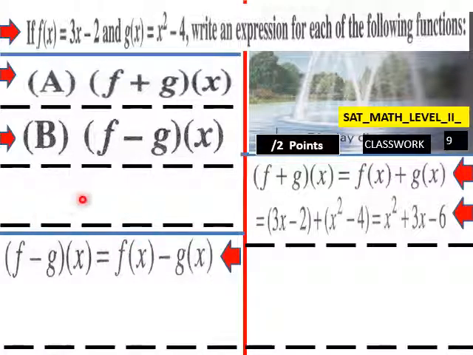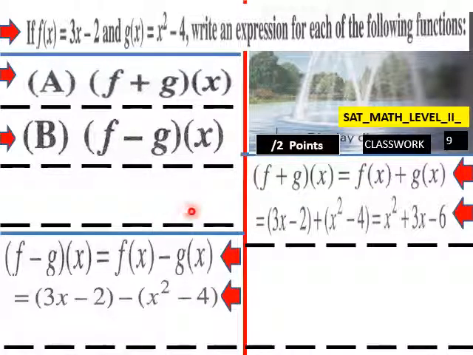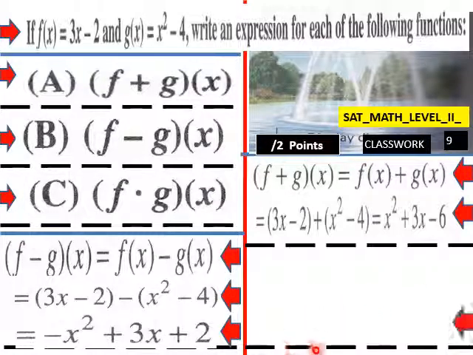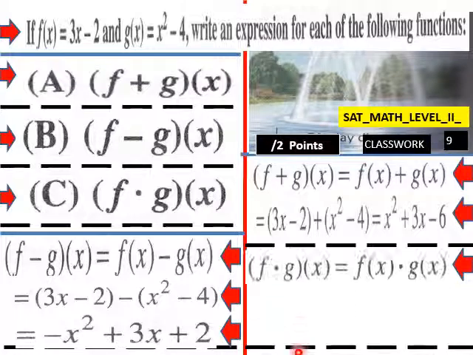And then for C, f times g of x, so we have a product function here, a product of functions, f of x times g of x, and we multiply these together like this, we end up with this expression here, 3x cubed minus 2x squared minus 12x plus 8.